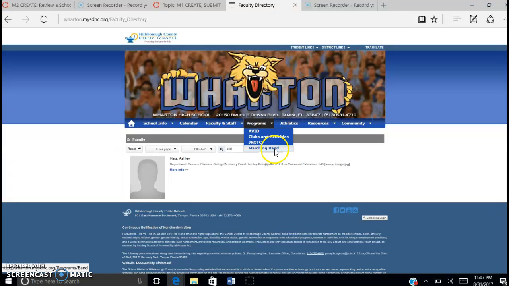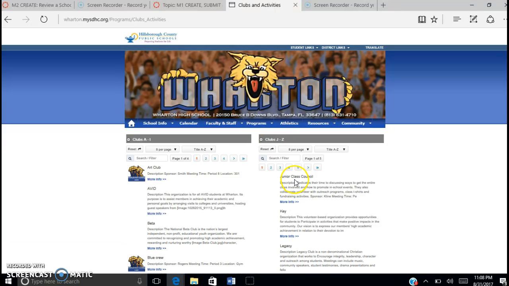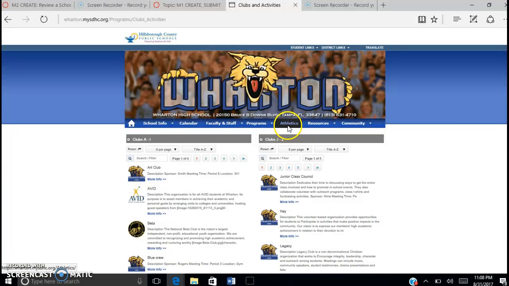Programs will take you to the different activities in the school, such as the types of clubs and ROTC. And if you click on it, like for junior council, for instance, class council, it'll show you when they meet and what classroom or location. And athletics, of course, shows you the different athletic teams they have.